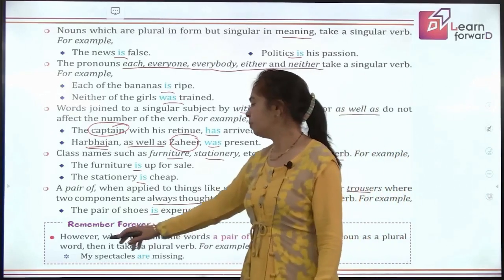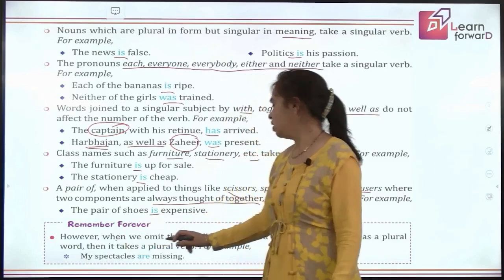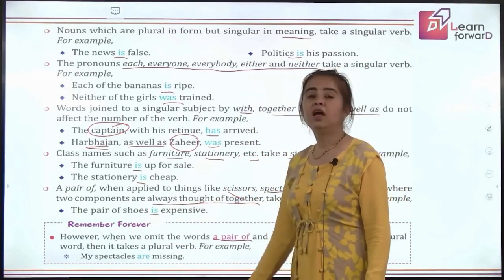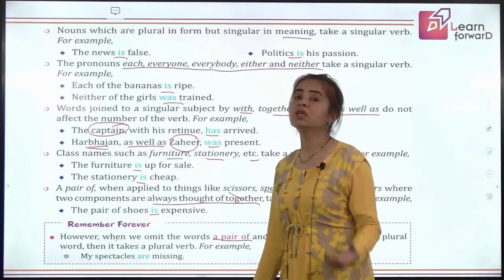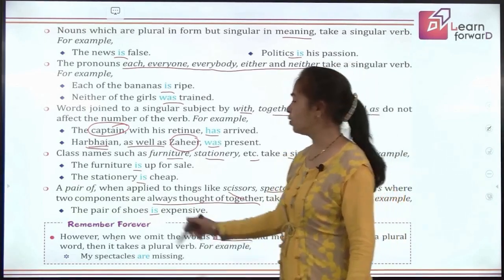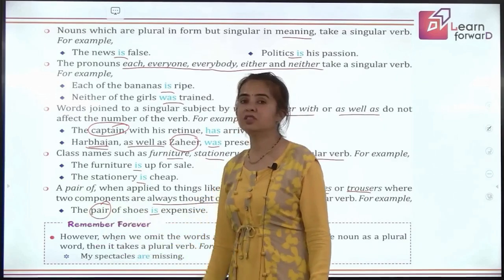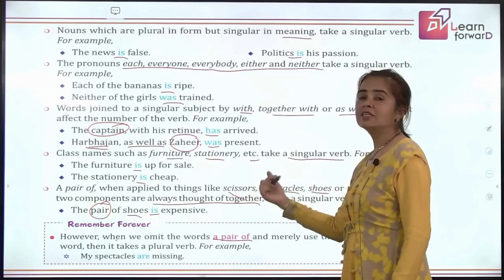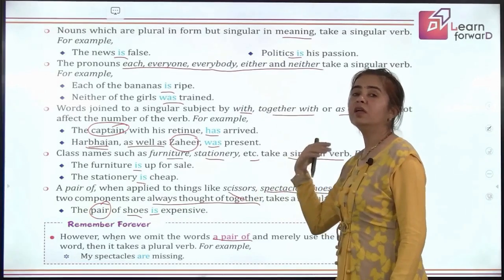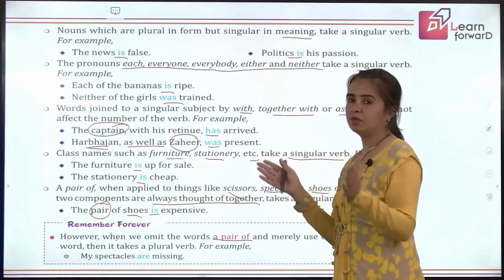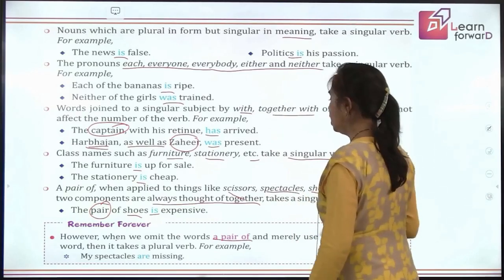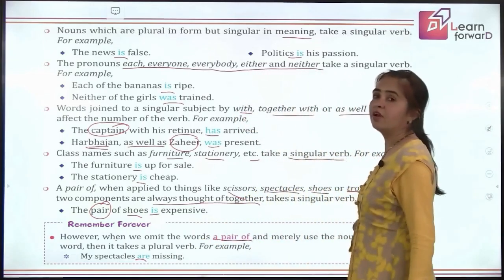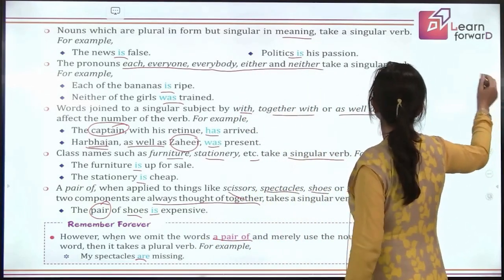So what you have to remember here is what happens when we omit the words a pair of. If in place of a pair of shoes, you say shoes, then you will say shoes are expensive, because actually we are talking about a pair which is singular. We are not just talking about shoes here, right? So it can be taken as the first rule, where your verb is away from the subject. My spectacles, you will say my spectacles are missing. But if you say my pair of spectacles, then you will say is missing.